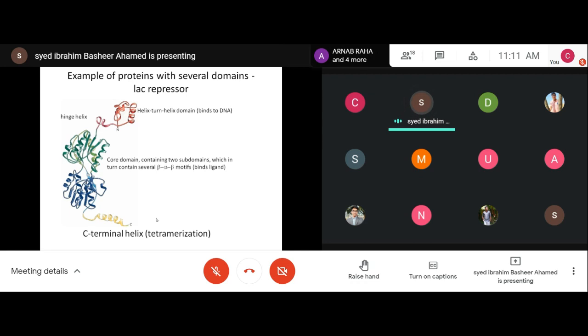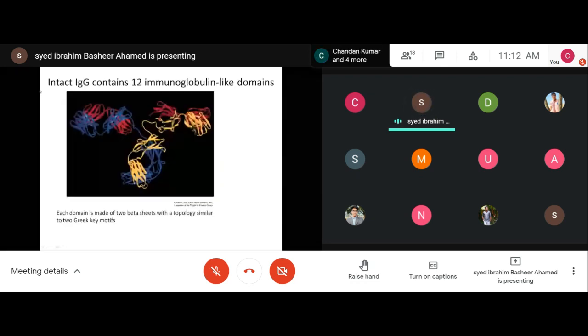Here you can see the lac repressor. The HTH, helix turn helix domain, which I told you binds to DNA, and this is the core domain containing two subdomains which in turn contain several beta alpha beta motifs, and then finally you have a C terminal helix. And then this is immunoglobulin, right? IgG contains 12 immunoglobulin-like domains.